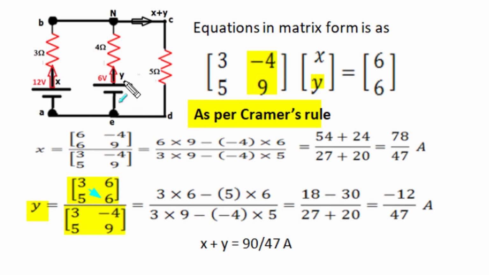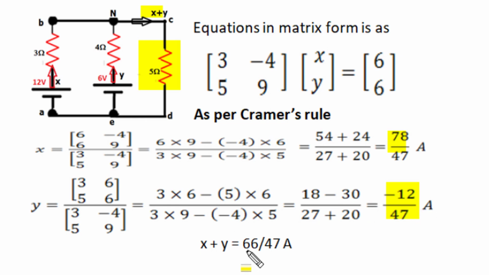Now this negative answer is not a wrong answer. It just says that the assumed y current has a magnitude of 12 by 47, but in reality its direction is opposite to our assumption, whereas the positive answer of x indicates that the current in 3 ohm is in the same direction as assumed, and its magnitude is 78 by 47. And now the current of 5 ohm is x plus y, and we can substitute the values of x and y. The negative value of y when added will ultimately be subtracted from 78, and 78 and minus 12 result in 66 by 47 as the current of 5 ohm.